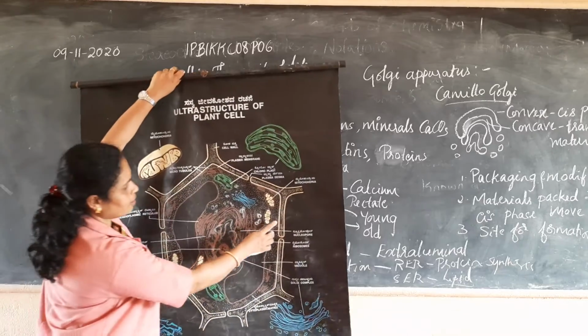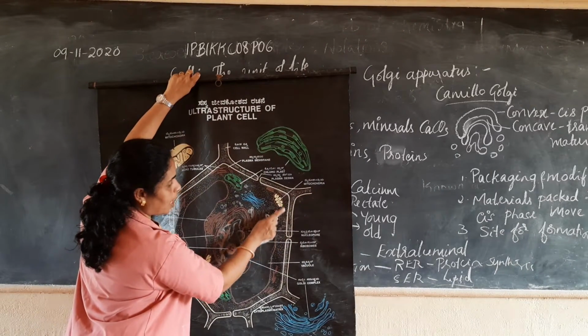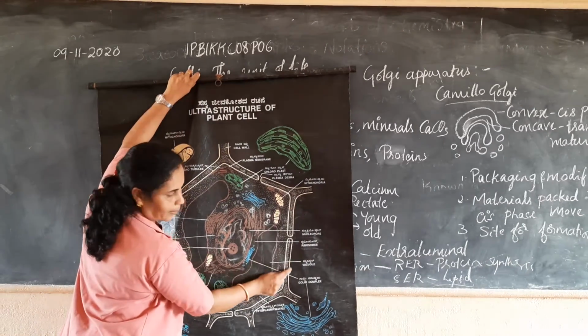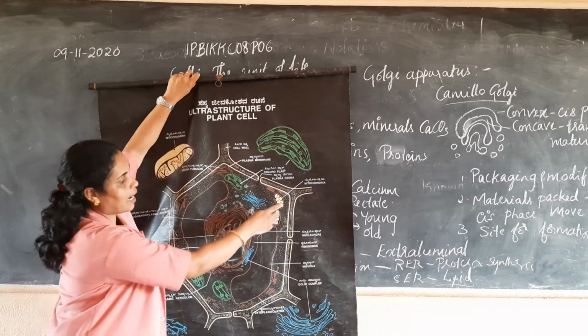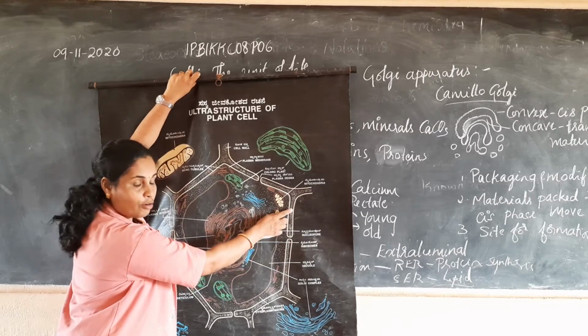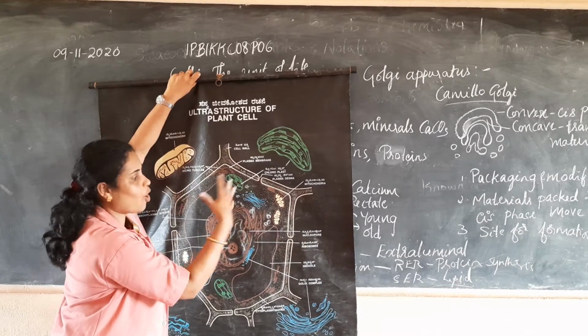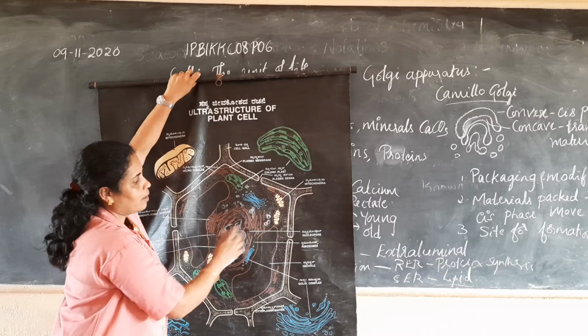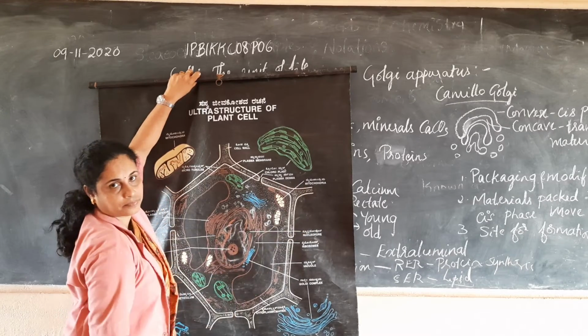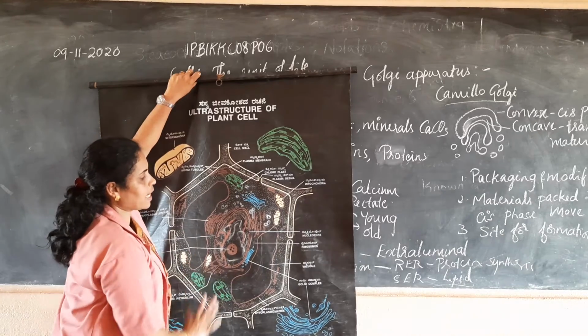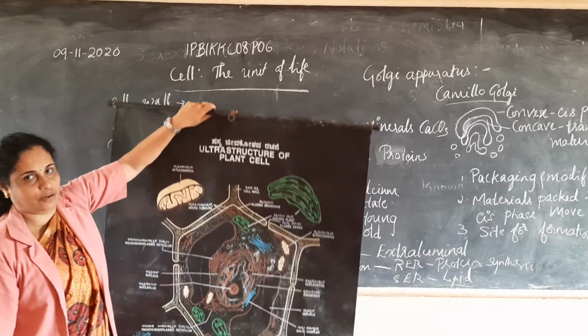Here we can see the cell wall is present outer to the plasma membrane. This outer layer to the plasma membrane is called the cell wall, and it is found only in plant cells, not in animal cells. It is made up of cellulose, hemicellulose, pectin, etc. So this is the structure and function of the cell wall.